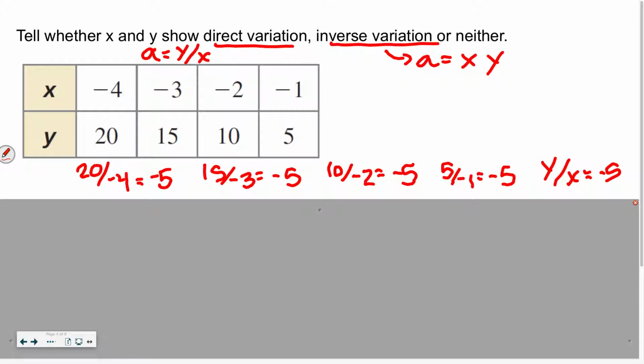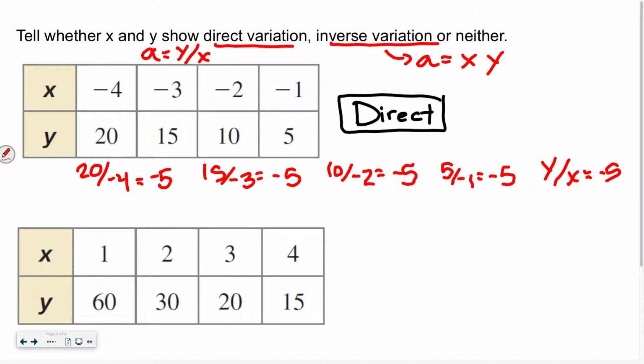So, I mean, all that this is asking really is if it is direct, inverse, or neither. When the quotient is always the same thing, that's an example of direct variation. If you were to check their products, they don't equal the same thing: -80, -45, -20, -5. So that's not an example of inverse variation. Okay, so any method you like, see if you can tell me whether this is direct, inverse, or neither.